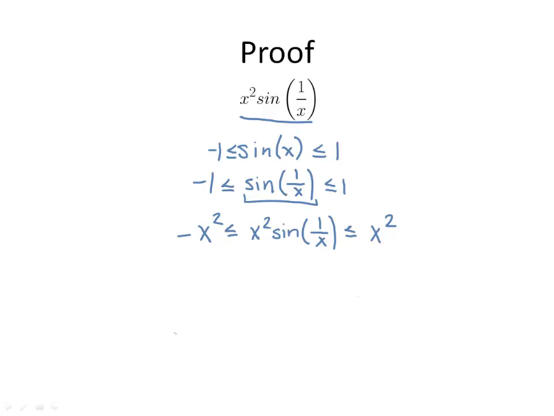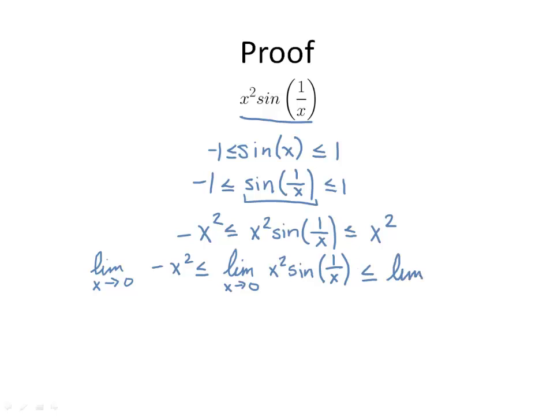And then let's take the limit as it approaches 0. So we're going to take the limit on all sides as it approaches 0. So limit as x approaches 0 of negative x squared is less than or equal to the limit as x approaches 0 of x squared sine 1 over x is less than or equal to the limit as x approaches 0 of x squared.